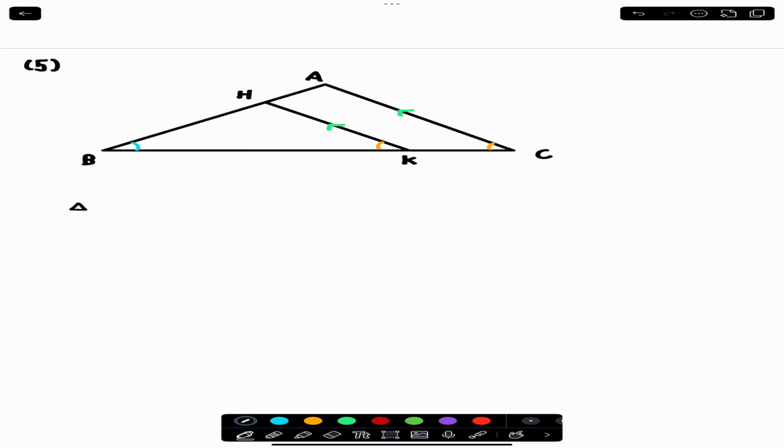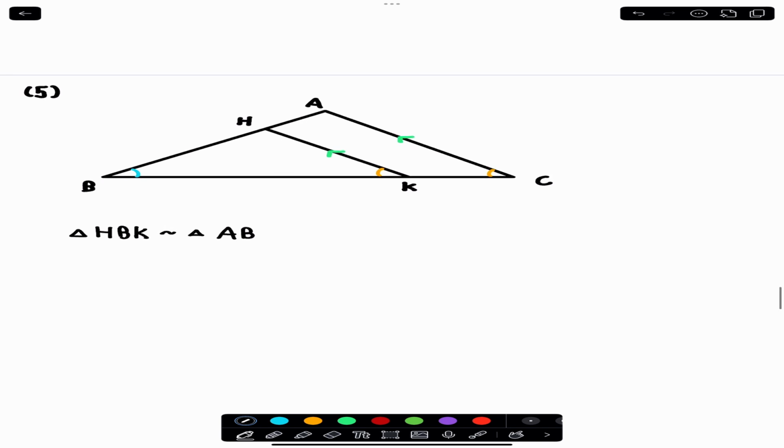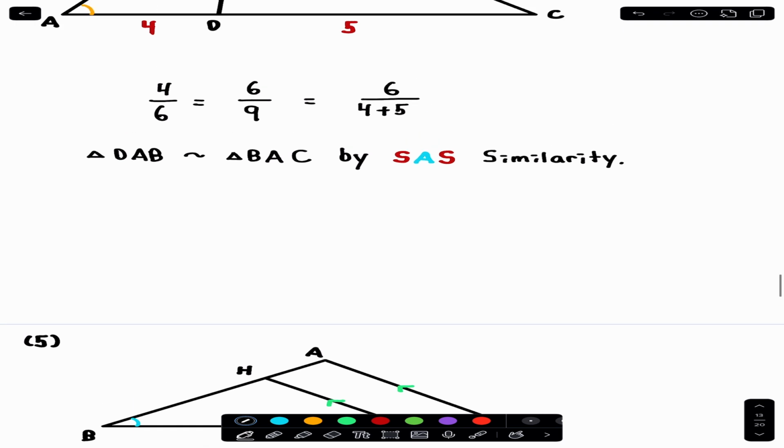So let's write it out. Triangle HBK is similar to, so H did not have an angle, so we can say we're going to start with A, and B is involved in both of them, so both of these triangles share vertex B and C, and we can say by a similarity.